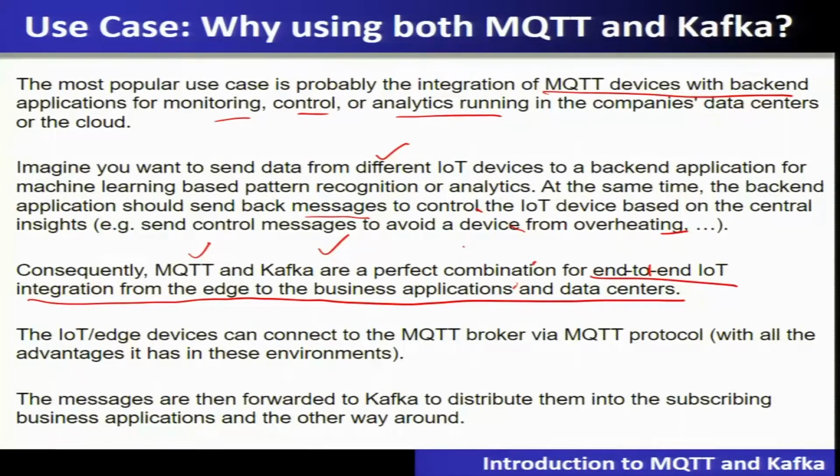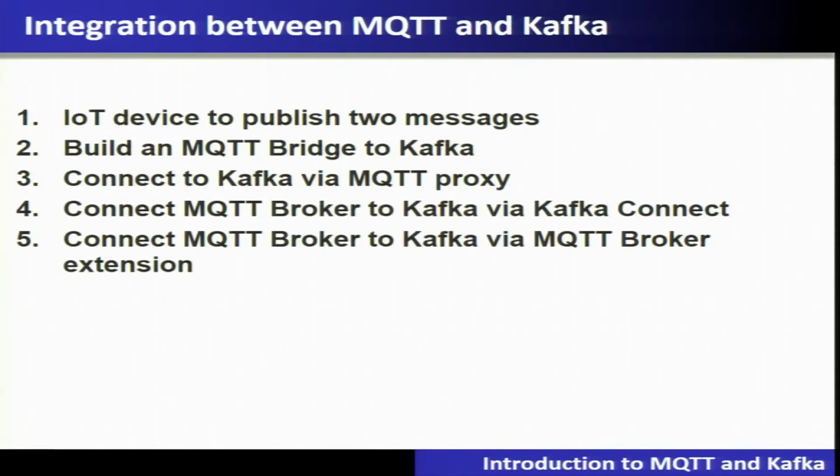That situation is well stated here: Kafka and MQTT are the perfect combination for end to end IoT integration from the edge to the business applications and the data center. So IoT edge devices can connect to the MQTT broker via the MQTT protocol, and the messages are then forwarded to Kafka to distribute them to the subscribing business applications. Let us see the different ways of integrating MQTT and Kafka.